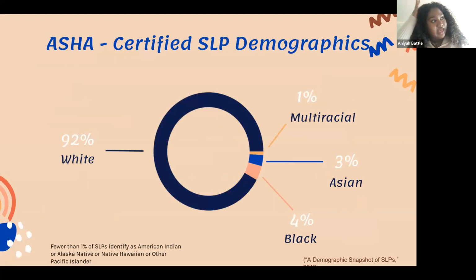So just to give you an idea of the underrepresentation that I was speaking about before, this is a donut chart showing the breakdown of demographics among ASHA certified SLPs. I don't think that this is much of a surprise to anyone. We're all very familiar, but yes, the field is 92% white, 4% Black, 3% Asian, and 1% multiracial. The ASHA diagram that I got this from also noted that fewer than 1% of SLPs identify as American Indian or Alaska Native or Native Hawaiian or other Pacific Islanders. So we really see how important affirmative action is to our field with something as staggering as this.